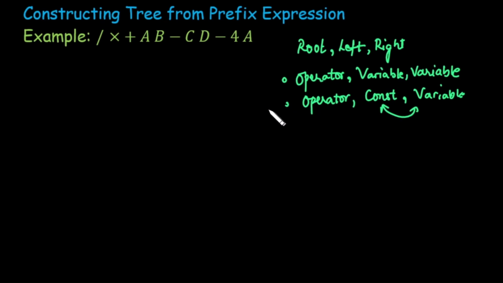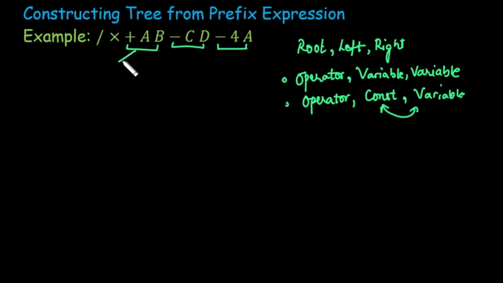Like in this case, this is the operator, next is also operator, next is operator, next is variable, its next is again variable. It means first we can make the subtree of this one. Let's read the next one. Next is operator, its next is variable, next is variable. Again we are getting this form. Next is subtraction, next is constant, next is variable. So again we are getting the same form. At the same time we can make the subtrees for these three things.